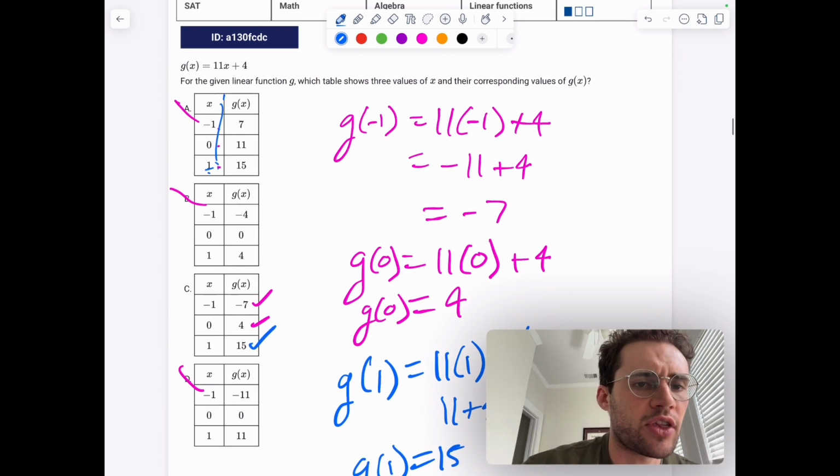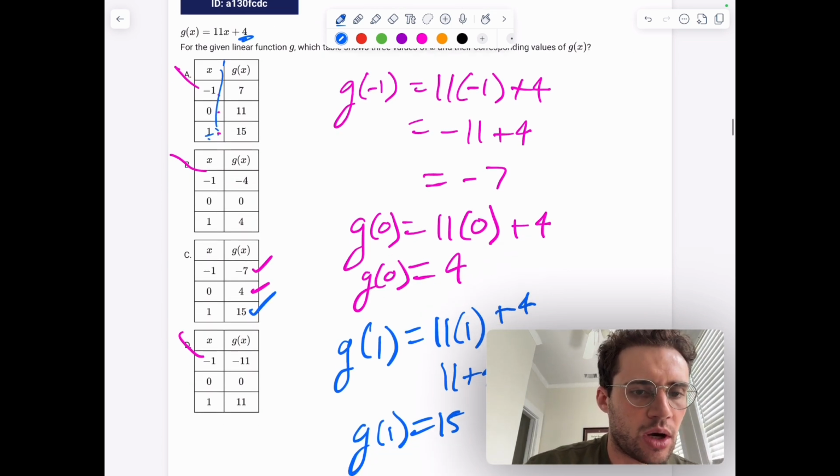The other thing you could look at for this, the y-intercept should be 4. So we know when x is 0, it should be a y value of 4, or an output g of x of 4. And then the slope is 11, so it's going up 11 when you go from 4 to 15, or down 11 if you go backwards from 4 to negative 7. So C is our answer here.